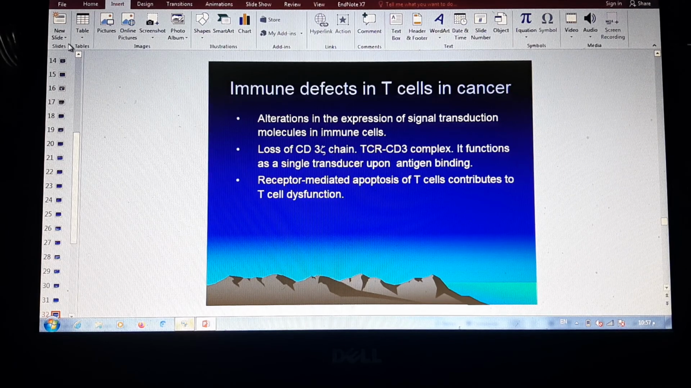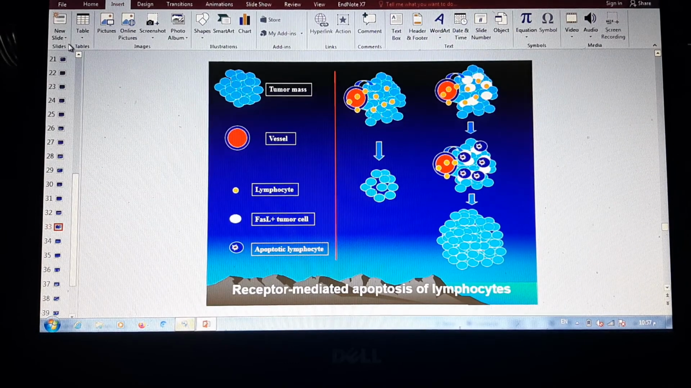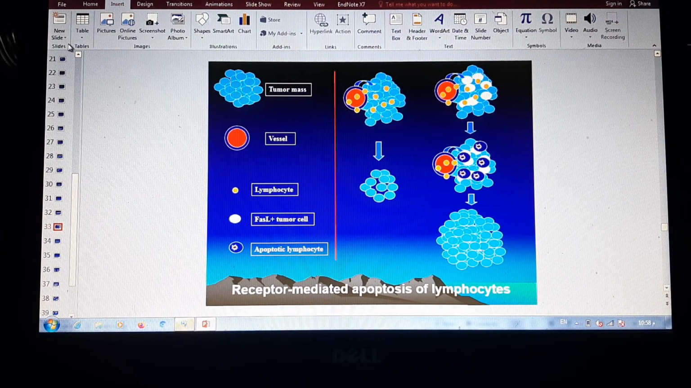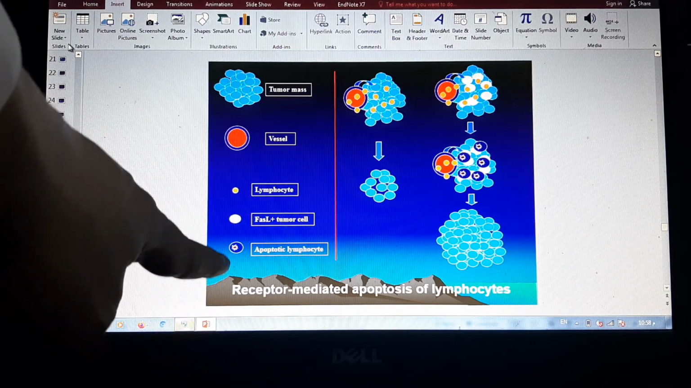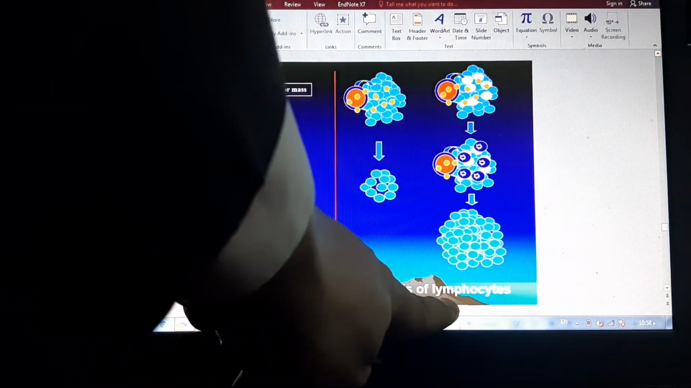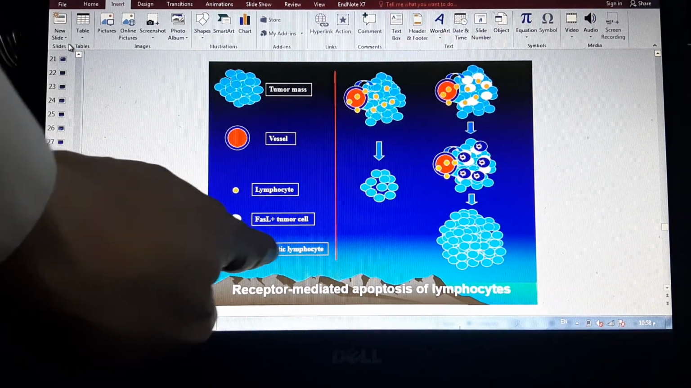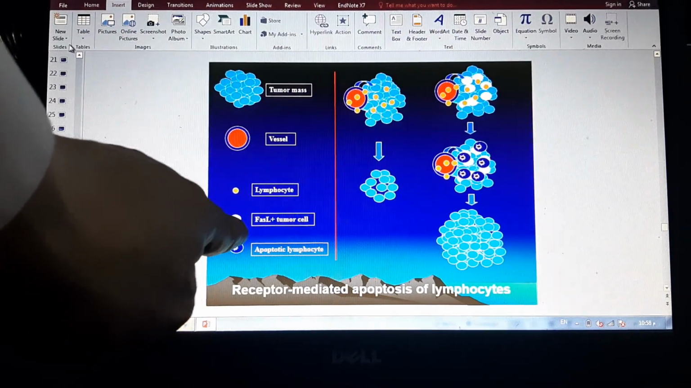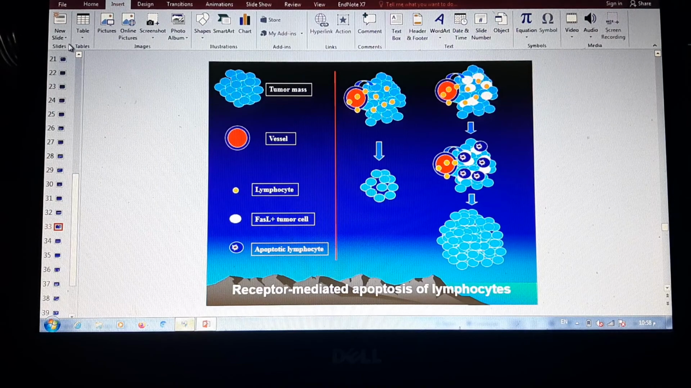Third, receptor-mediated apoptosis of T cells contributes to T cell dysfunction. This is another important way a defect arises in the T cell that will lead to proliferation of the cancer cells. As you can see, in the tumor mass, these are the vessels, and the lymphocytes, Fas ligand tumor cells, and apoptotic lymphocytes. As you can see, receptor-mediated apoptosis of the lymphocytes. If there is any defect in that, it will lead to proliferation of that tumor.